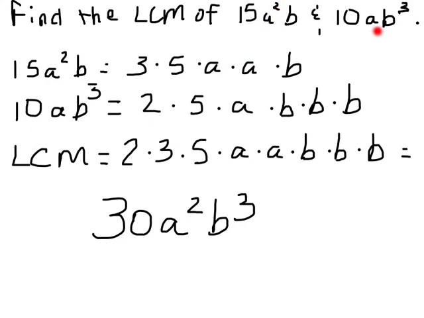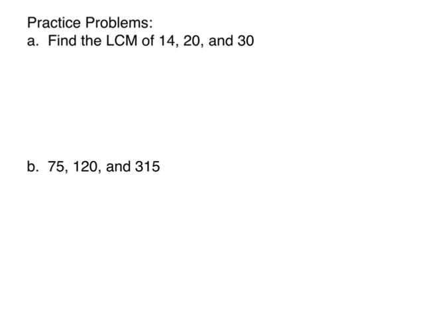A squared and a, I'm going to use a squared. B and b cubed, I'm going to use b cubed. So 30a squared b cubed is the least common multiple of these two numbers. Okay, let's do our practice problems.